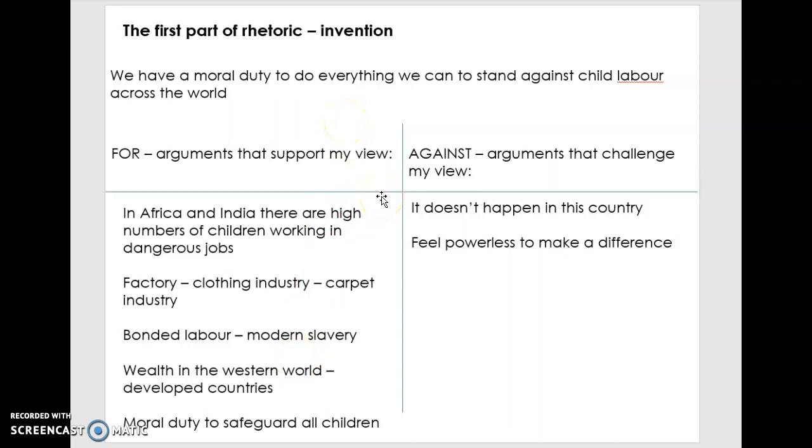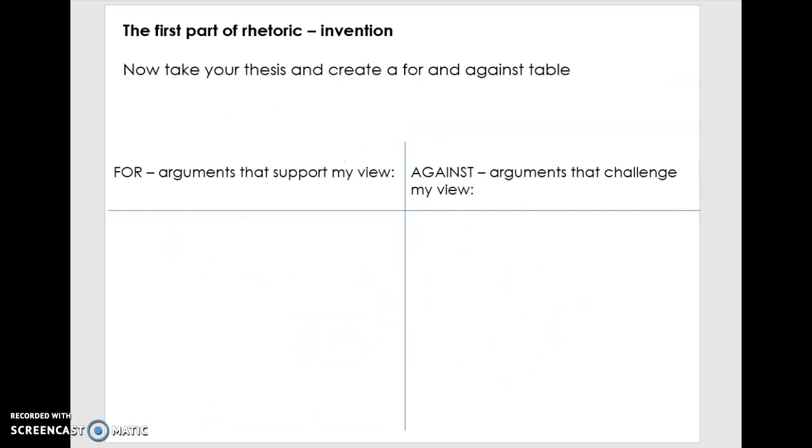Beyond just saying child labour is bad, I've now got some reasons and more additional thoughts that I've jotted down. So what I'd like you to do for your thesis is exactly the same. Jot down your initial ideas, your initial reasons why. So say, for example, you're going, we all have a moral duty to stand against racism. Why? What are your initial ideas, your initial reasons why we should all stand against racism? And then what are the reasons someone might say against that?